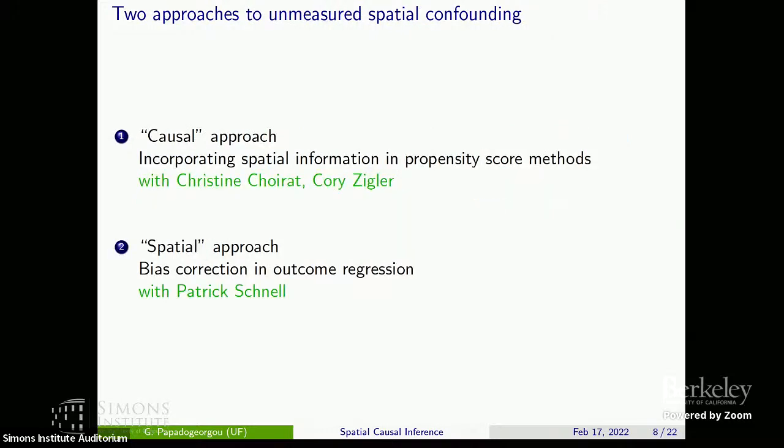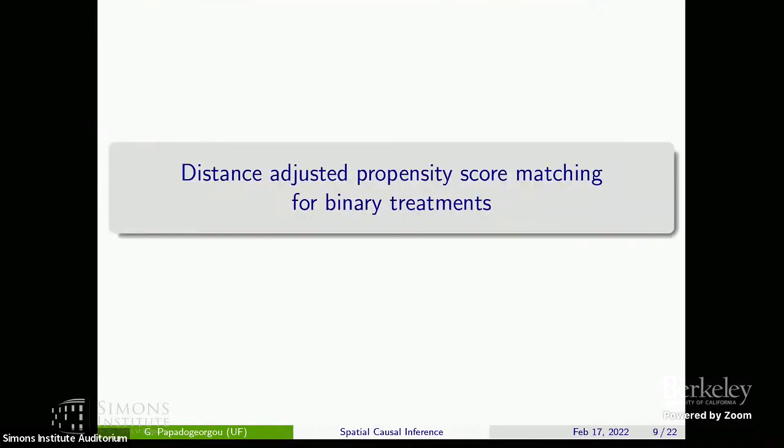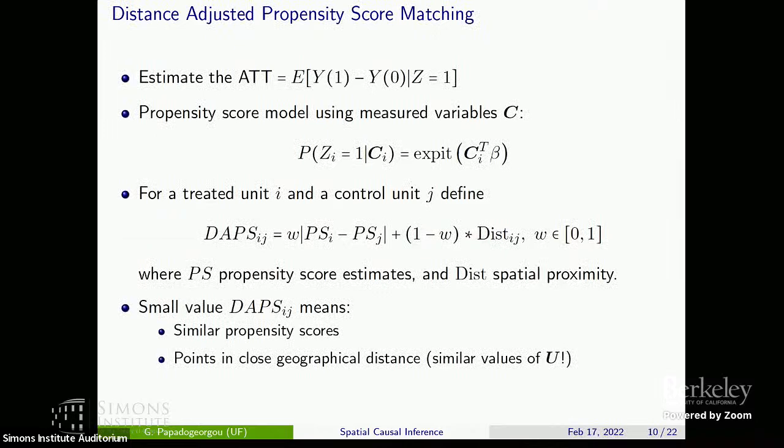So I'll be talking to you, depending on time, about how we can address this, and how I think spatial information, and the fact that we can assume that these confounders are spatial, can help us adjust for them. Now, in the first case with the binary treatment, we are extending propensity score matching to what we call distance-adjusted propensity score matching. Our estimate of interest is the average treatment effect on the treated, which represents how much the treatment changed the outcome among those that actually received it.